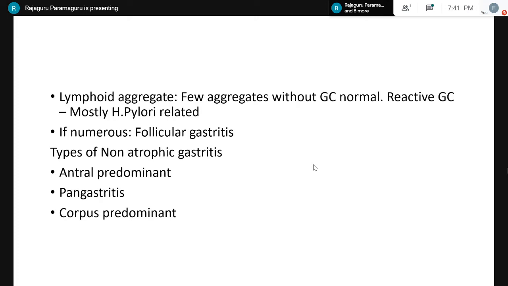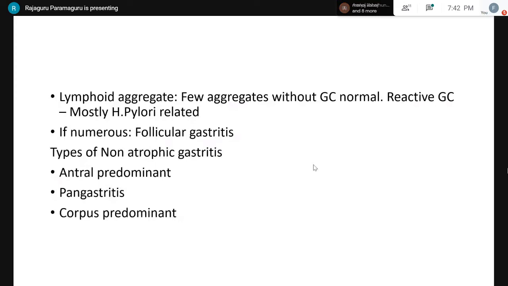So, saying these, there are 3 types of gastritis. Whatever I'm talking about are non-atrophic forms of gastritis. So here you have antral predominant, corpus predominant, or pan-gastritis. In detail, I'll be discussing in the subsequent slides.